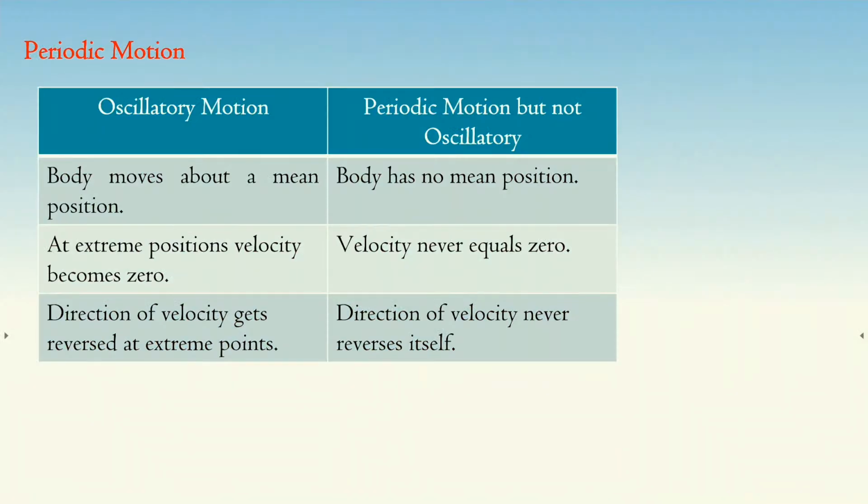In oscillatory motion the body moves around a mean position, definitely. In periodic it is not like that. In oscillatory motion at the extreme the velocity is 0, and in periodic the velocity is never 0. And in oscillatory the direction gets reversed at extreme points, whereas in periodic motion the direction never reverses, it will always be in the same direction.